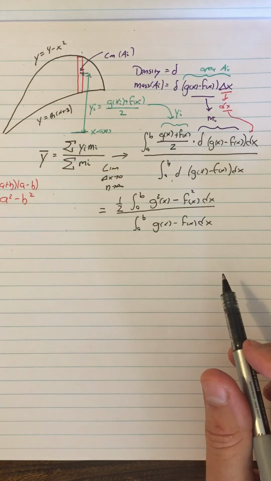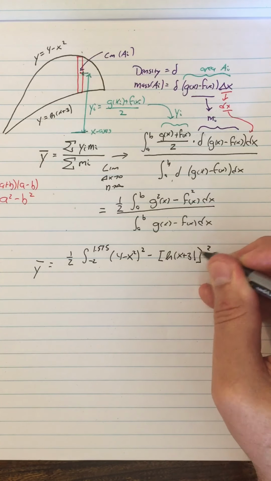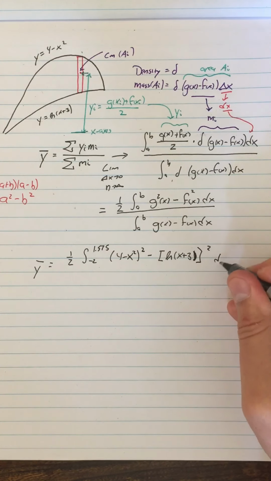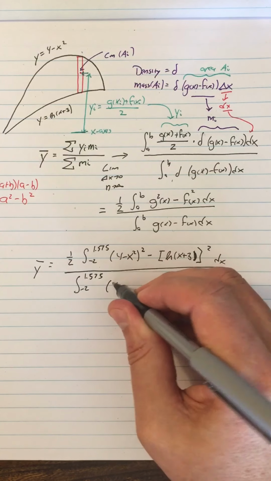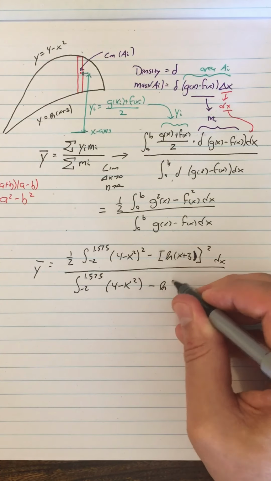So for our particular expression, we're going to say that y bar is equal to 1/2 times the integral from −2 to 1.575. This intersection point is the same thing it was before, 1.575. And then I'm going to have (4 − x squared) squared minus (ln of (x + 3)) squared, that's a parenthesis right there, dx. And that is all going to be over the integral from −2 to 1.575 of 4 minus x squared minus ln of (x + 3) dx. So that's my expression. It looks complicated, but I have a lot of these things in my calculator already.